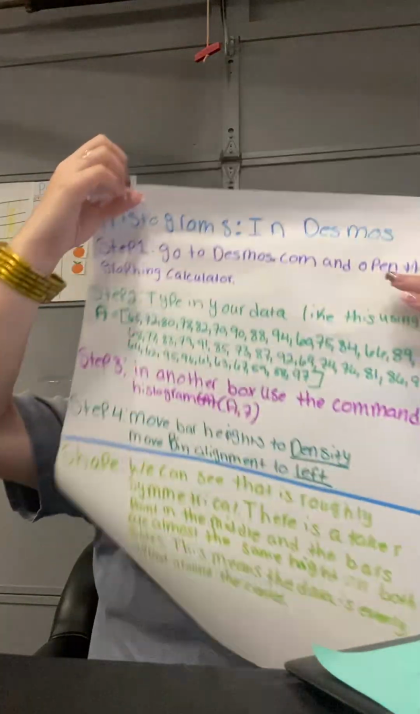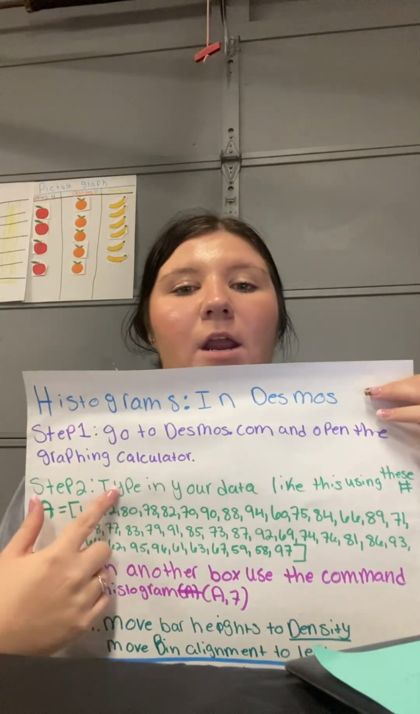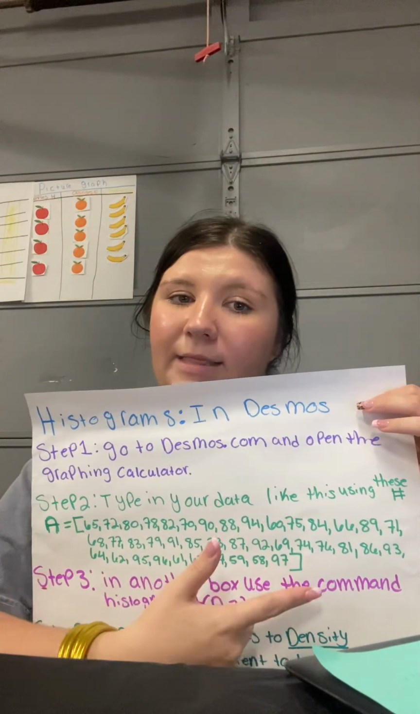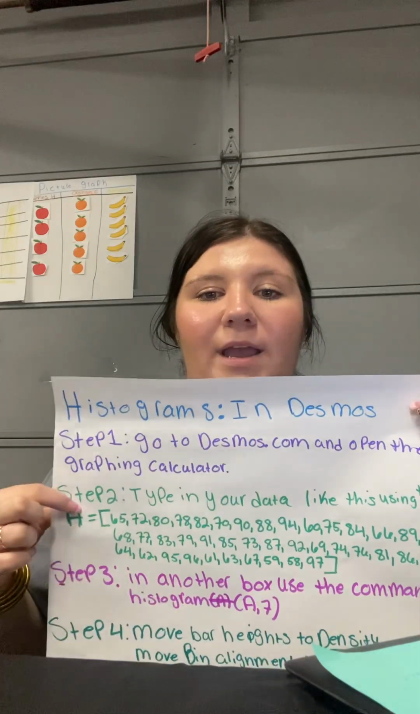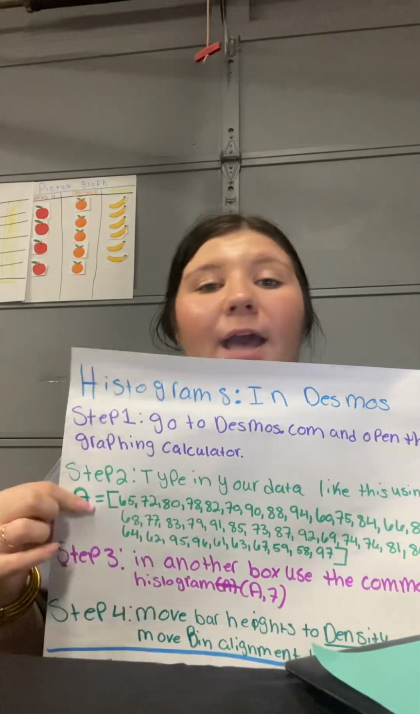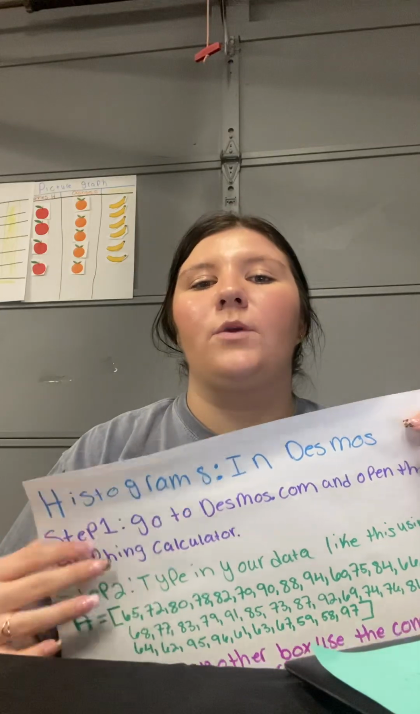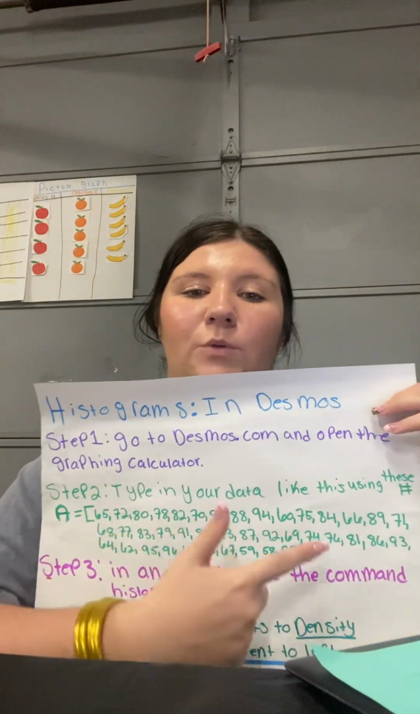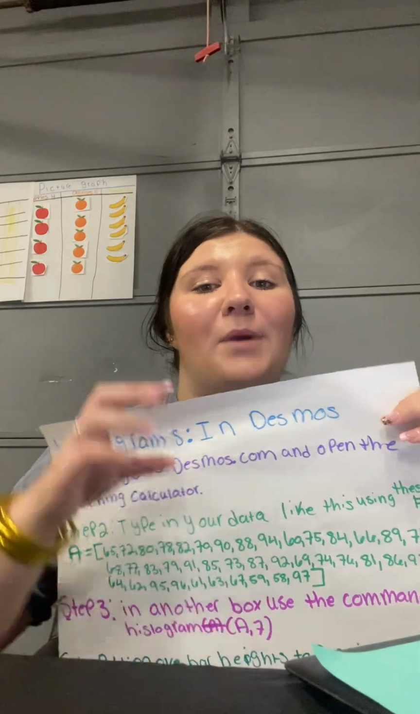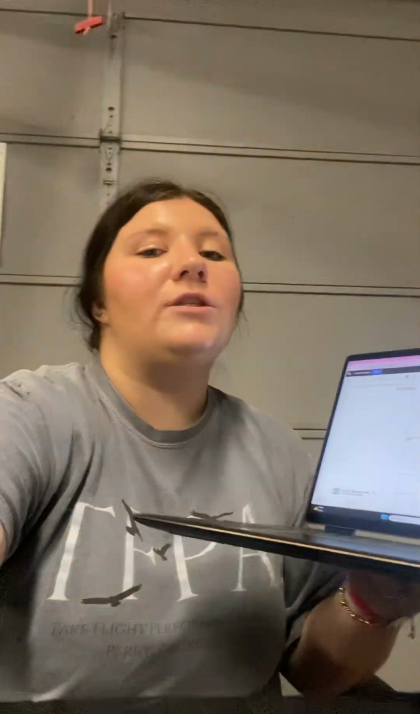The next part of our problem would be to type in your data. I would write the numbers on a piece of paper like I have here, and tell them to type your data like this and use these numbers. I would make sure everybody knows you're supposed to put A equals, or whatever your letter would be, and put brackets, with a comma between each number, and then a bracket at the end of your set of numbers. Then I would have mine pulled up so they could see what it should look like, and it should tell you that there are 40 elements in the list of numbers.